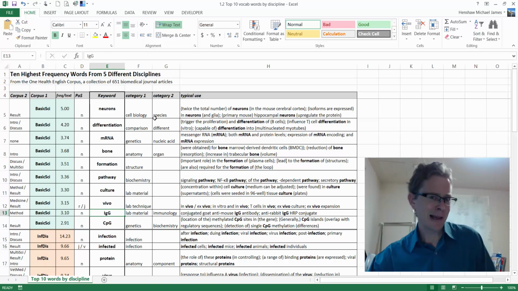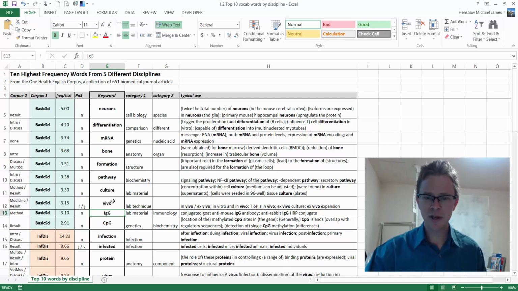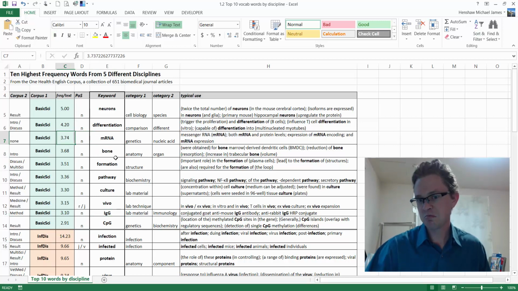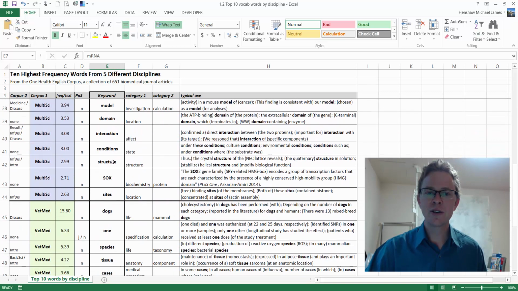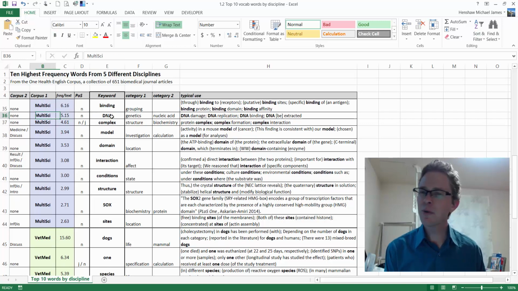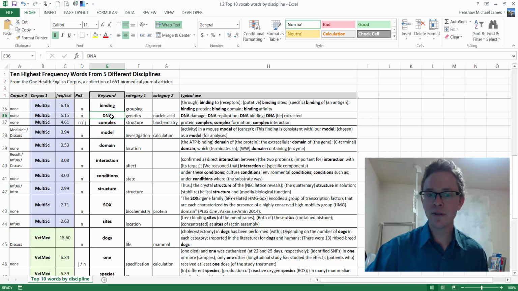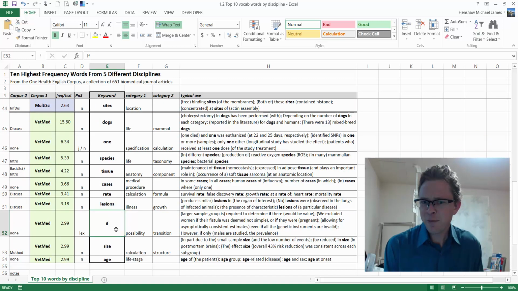I've got one more challenge or request for you, and I was curious about this. I noticed that mRNA is highly correlated to basic science, messenger RNA, and DNA is highly correlated to multidisciplinary science. I wonder why. Is this just a coincidence? It might be, because after all, look at VetMed. We have the word "if" as being highly correlated to VetMed. I don't think that's important. It's just kind of an accident of the data set. Anyway, I'm really looking forward to hearing your responses.